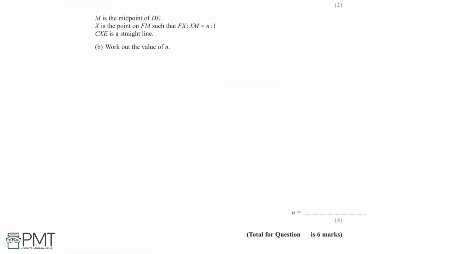Now we're told that M is the midpoint of DE, and X is the point on the line FM, such that the ratio FX to XM is equal to n to 1. We're also told that CXE is a straight line. And in part B, we need to work out the value of n.